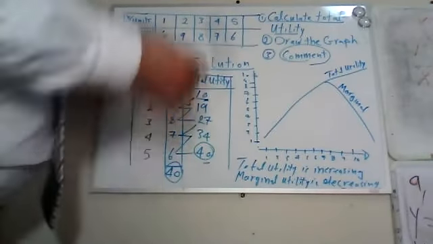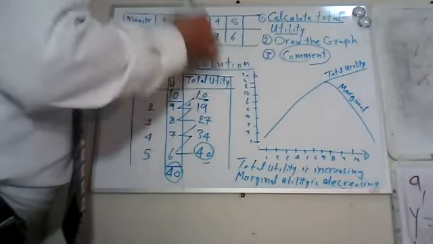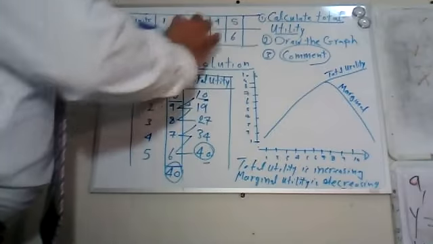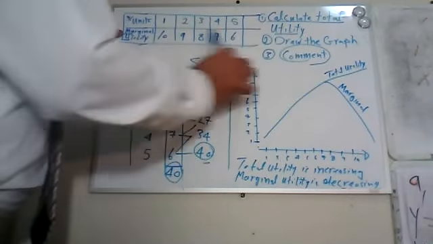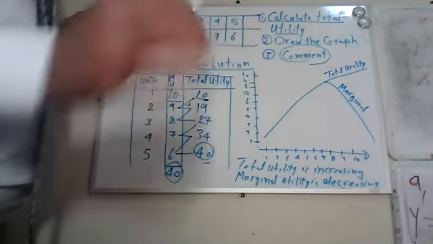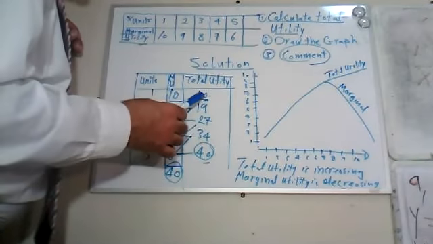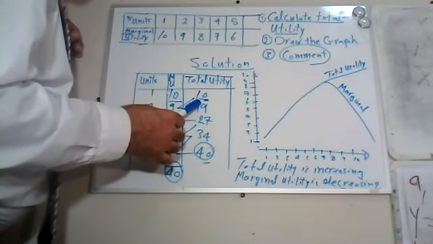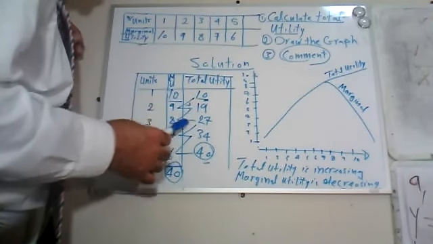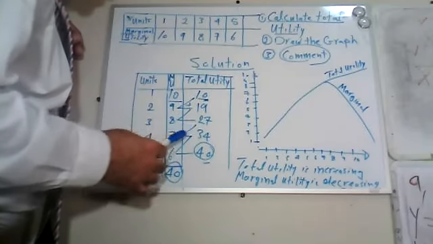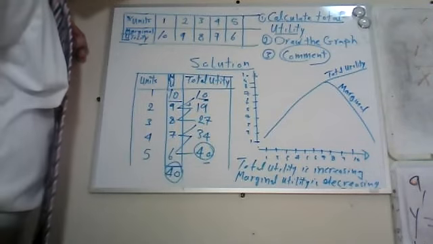Again, I would say, if you get this in your exam, whatever table you get horizontally, just put it vertical. The first row becomes the first column. The second row becomes the second column. Then we took the marginal utility, the number 10, and we put it here on the total. Then from this point we move on. 10 plus 9 is 19. 19 plus 8 is 27. 27 plus 7, 34. 34 plus 6 will give me 40.